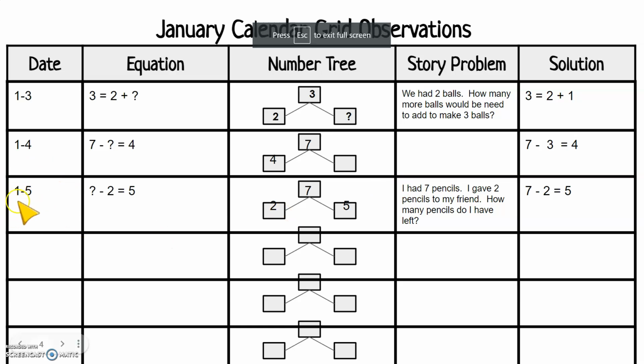So we have our date. We have our equation that was on the card. We have our number tree. We actually thought about it. Wow. I had 7 pencils. I gave 2 pencils to my friend. How many pencils do I have left? 5. That's a way for you to think about this and solve it. I used the number tree, turned it into a story problem, and actually wrote the final answer.